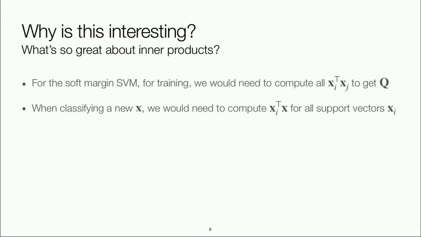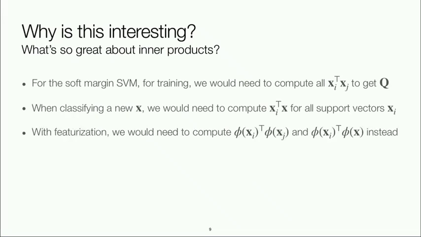Well, basically, I would just replace all of my x's with phi of x, right? So instead, I would be computing phi of xi transpose phi of xj, or phi of xi transpose phi of x, for training and for testing, respectively, okay? We're not actually talking about how to do this intelligently yet. We're just saying procedurally, this is what changes when I go from x to phi of x. It's just this right here, right?